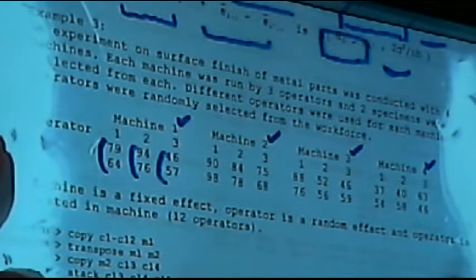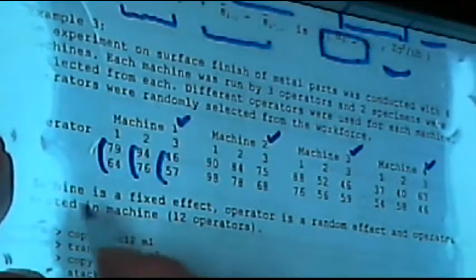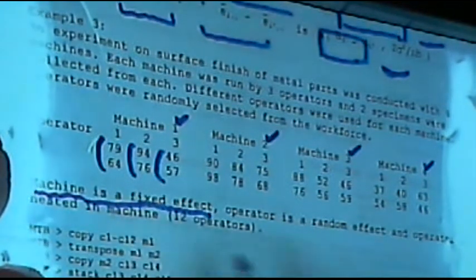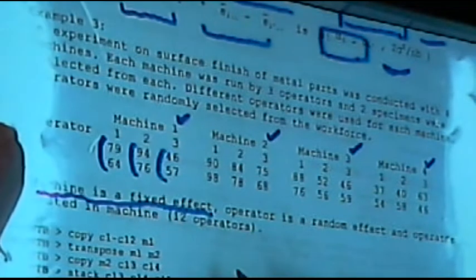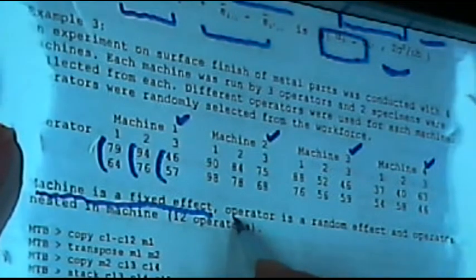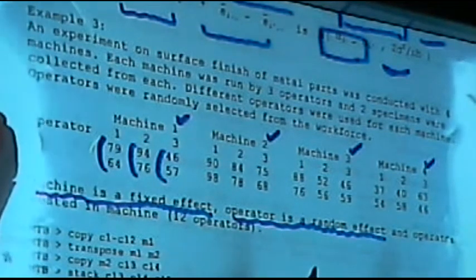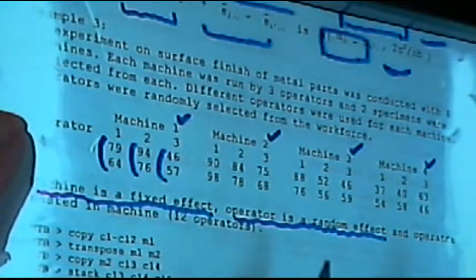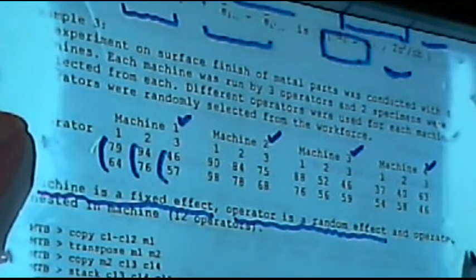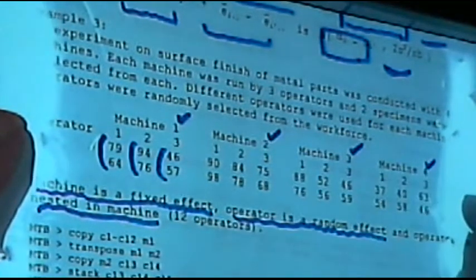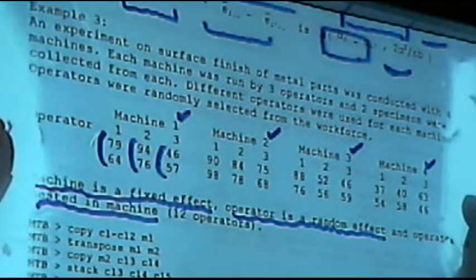So to describe what's going on in this experiment, we'd say, well, machine is a fixed effect. We have just 4 machines, nothing more. Operator is a random effect. We have lots of potential operators, employees in the company, and so we say operator is a random effect. Now, it goes on to say operator is nested in machine. Now, look at the situation and see that you can decide that.